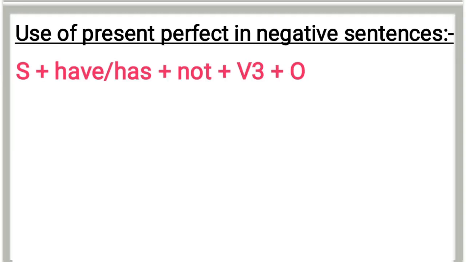Okay, now let's see how to use present perfect tense in negative sentences. The structure we have to use for present perfect negative sentence is subject plus have/has plus not plus verb third form and then plus object. I think you might have noticed that we recently used the same structure, but here we have to use only not in negative sentences with have or has.